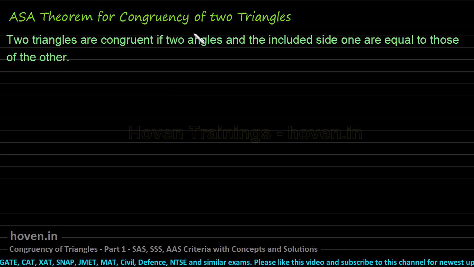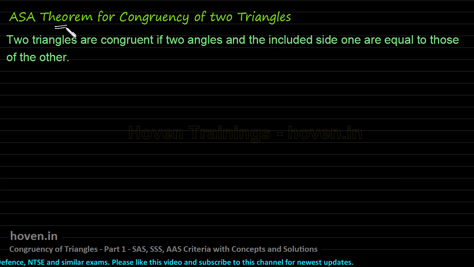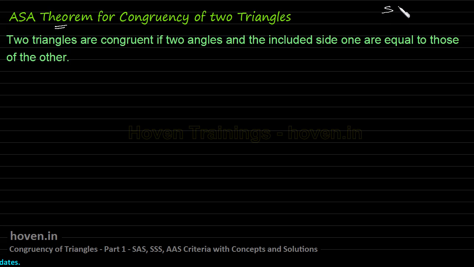ASA theorem for congruency of two triangles. Now this is a theorem. A theorem is any fact that can be proved on the basis of other theorems or axioms. A theorem is a provable fact, but an axiom is an assumed fact. So this is one step that we have now taken, that our basis is only, as I have just now written, side angle side is our axiom. Now on the basis of this axiom, we have just now proved that this is equidistant in the previous question.